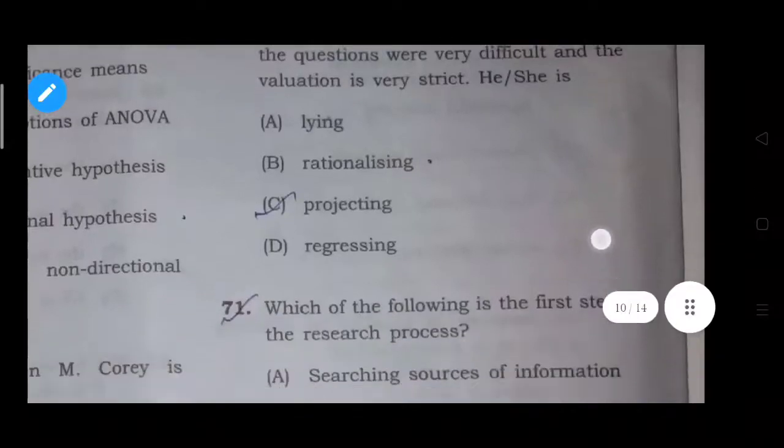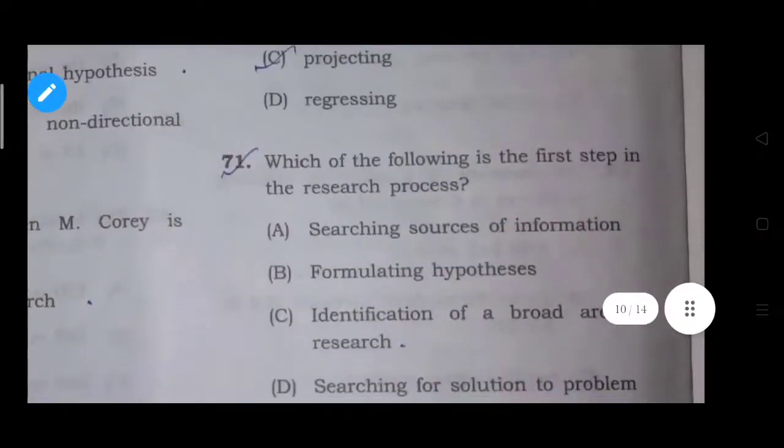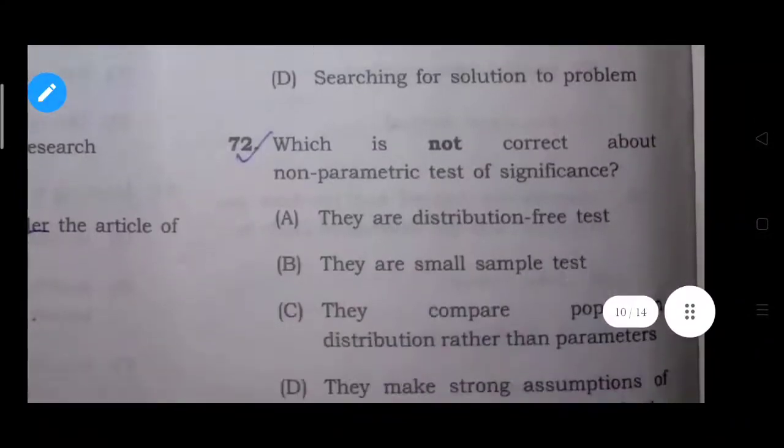Next, 71. Which of the following is the first step in the research process? What is the first step? The first step is identification. That means option C is the correct answer, identification of a broad area of research. Next, 72. Which is not correct about non-parametric tests of significance? Which is not correct?